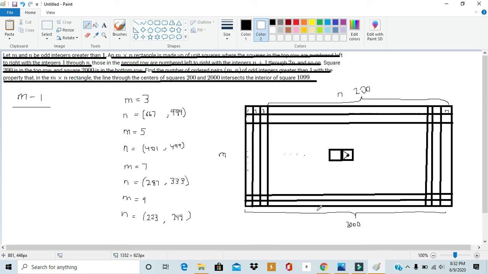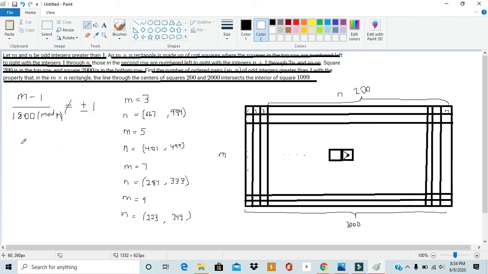So the x position on the lowest row would be 2000 mod n, and the x position on the uppermost row would be 200 mod n. So that means the difference in the x positions with respect to these 2 points would be 2000 mod n minus 200 mod n, which would give us 1800 mod n. And we know that this slope cannot have a value of 1 or -1. So it cannot have a value of plus minus 1.